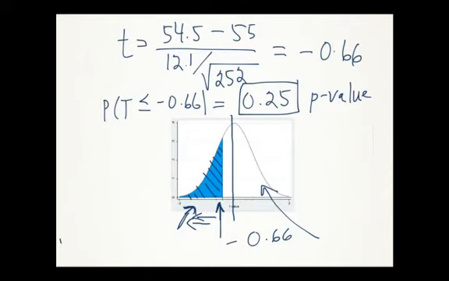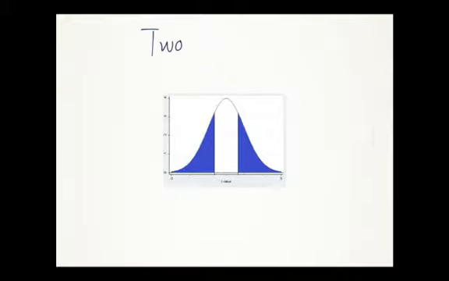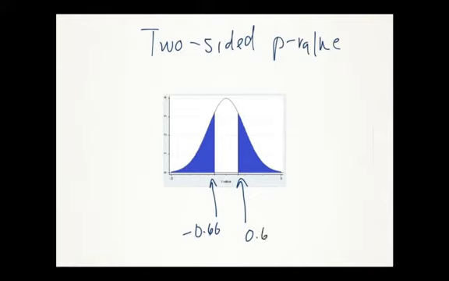But in medical research, the vast majority of the time we're interested in two-sided p-values. So what do two-sided p-values look like? That's like so. This means that our p-value is the probability of the observed result or something more extreme in both directions. So here would be negative 0.66, while here would be positive 0.66. So a two-sided p-value is equal to 2 times the one-sided p-value.